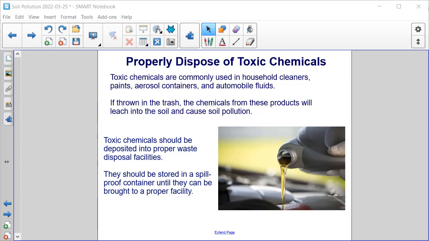Properly dispose of toxic chemicals. Toxic chemicals are commonly used in household cleaners, paints, aerosol containers, and automobile fluids. If thrown in the trash, the chemicals from these products will leach into the soil and cause soil pollution. Toxic chemicals should be deposited in proper waste disposal facilities. They should be stored in a spill-proof container until they can be brought to a proper facility.